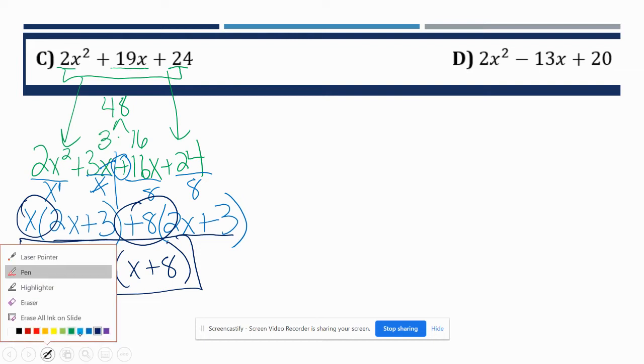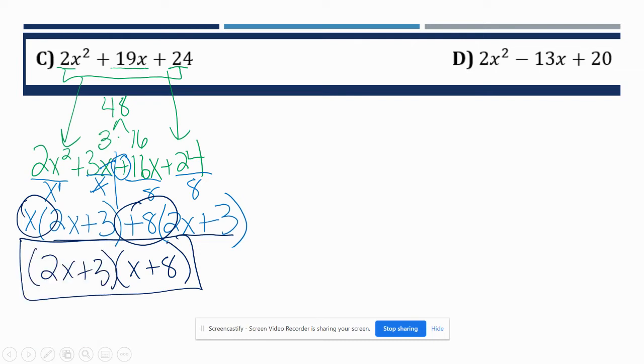Letter D. We'll start with that one. 2, 13, and 20 have no greatest common factor for all three. I can't pull out any x's either because they don't all three have one. 2 times 20 is positive 40. The factors of positive 40 that add to negative 13 are going to be negative 8 and negative 5. Negative 8 times negative 5 is positive 40. Negative 8 plus negative 5 is negative 13.